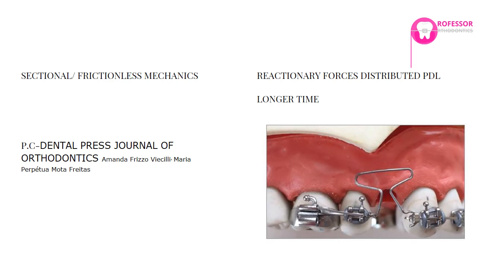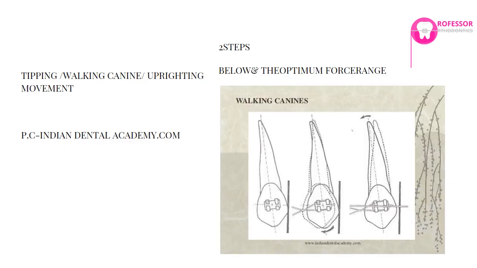This is an example of frictionless mechanics where a T-loop is being used to retract the maxillary canine. By doing this, the advantage is that yes, you're having less anchorage loss. The disadvantage is that it's going to take a longer time because you're doing the treatment in 2 steps.